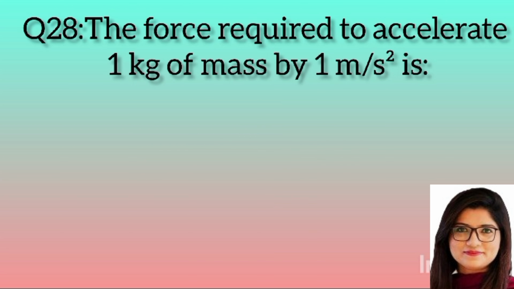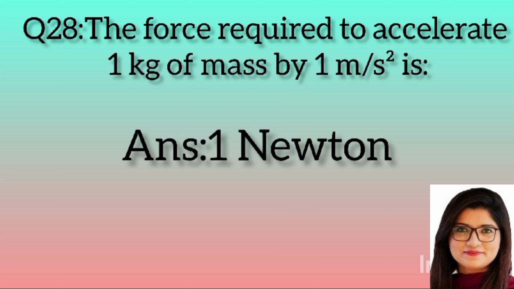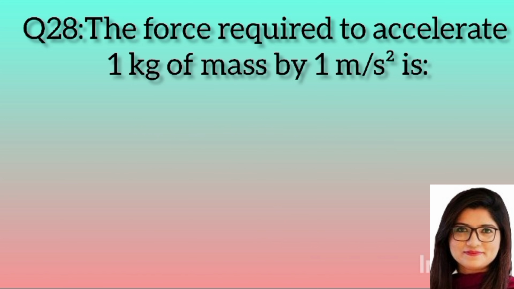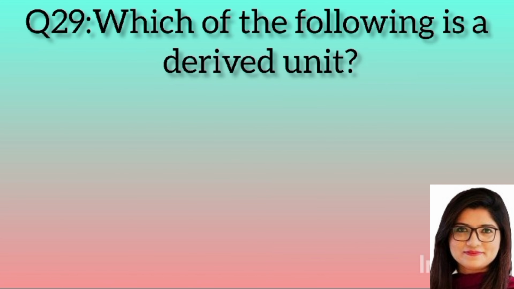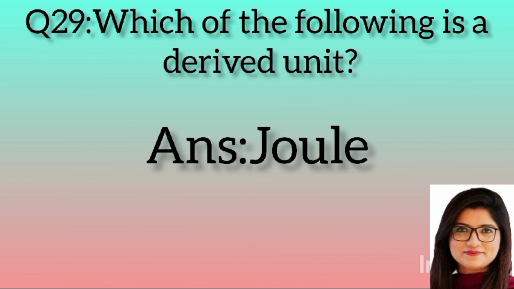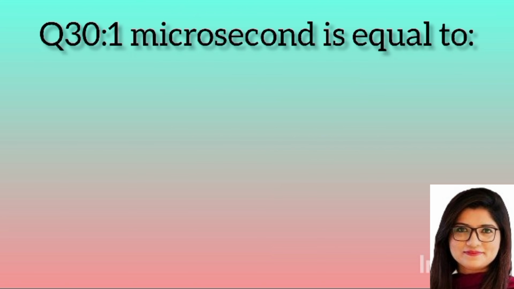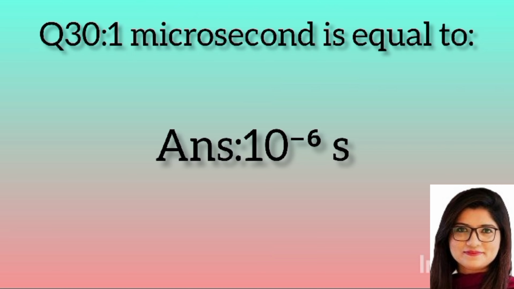Question 28. The force required to accelerate 1 kilogram of mass by 1 meter per second square is answer: 1 newton. Question 29. Which of the following is the derived unit? Answer: joule. Question 31. 1 microsecond is equal to answer: 10 power minus 6 second.